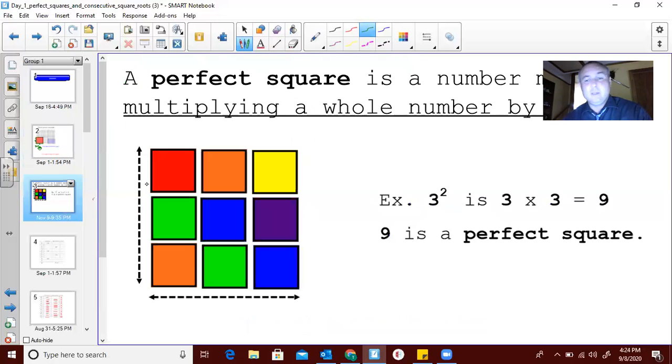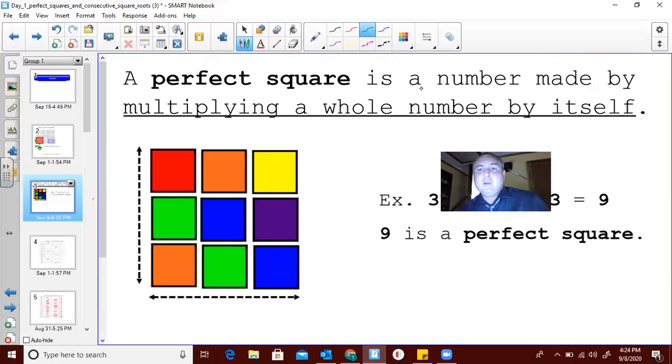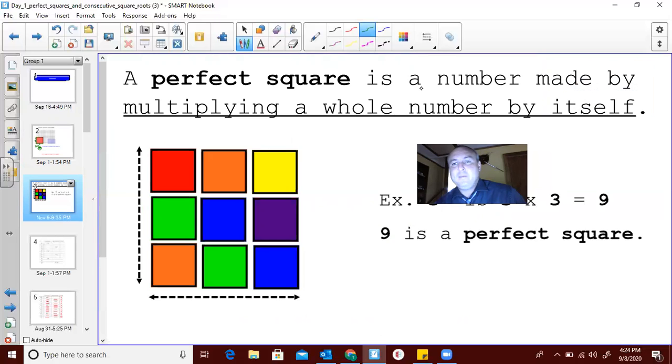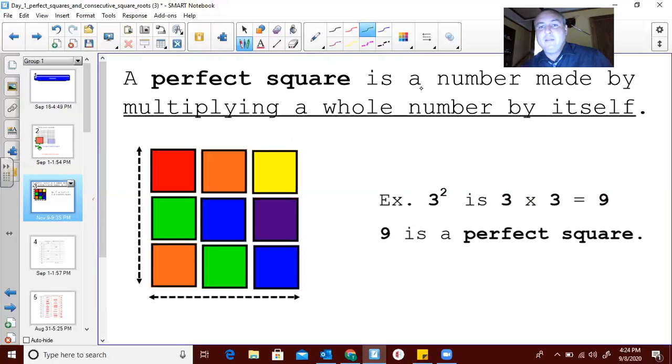So here's a smaller one just to show you again. A perfect square. See if I can move my big head. A perfect square is a number made by multiplying a whole number by itself. Now the key phrase here, the biggest word here, is itself. It's multiplying a whole number by itself.